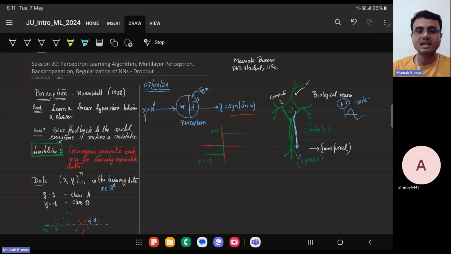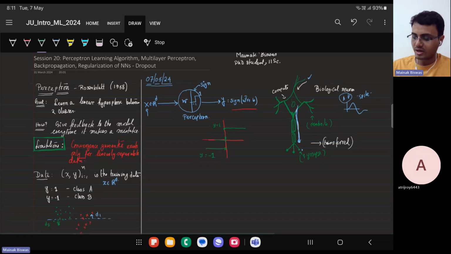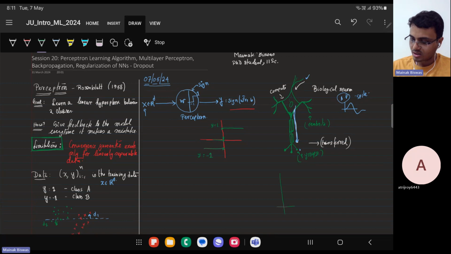So if it is a linear model, do we know a way to do this where we would be able to assign a positive value above a threshold and a negative value below a threshold? You already know that. If you recall, say these greens are your positive points and the reds are your negative points.